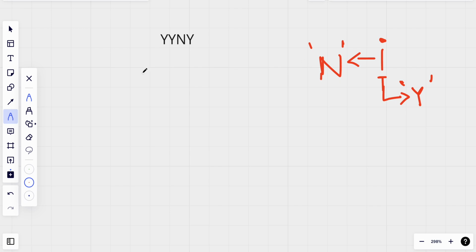Okay, so the brute force would be to find the number of n's before the ith index and the number of y's after the ith index, and calculate the penalty for the ith index. And we are going to do it for all the indices in the customers array. So we can close at 0th hour, 1, 2, 3, and we can close at 4th hour also, that is at the last hour, at the very end. Okay, so we can close at 4th hour as well.